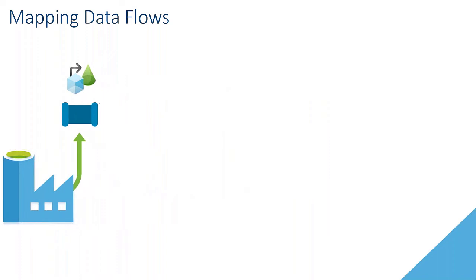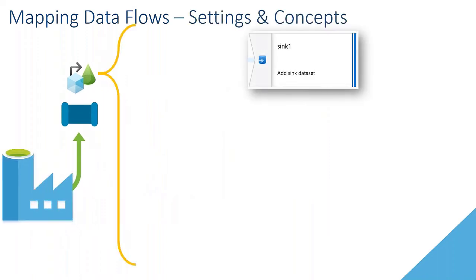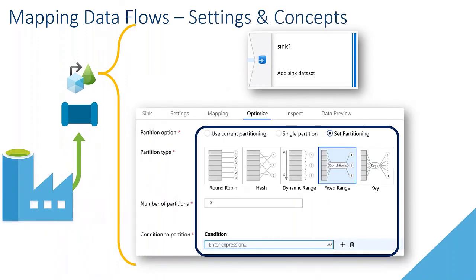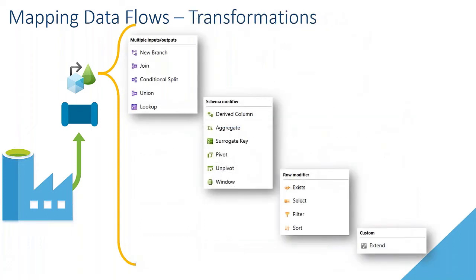If we go a little bit deeper into those data flows, we do get some very nice graphical capabilities to set the partitioning and things. We can define that on the fly via the Optimize tab. I'm not going to go too much into the data flows. It's kind of a talk in its own right, but just to give you a flavor of what we get within a Data Factory data flow.